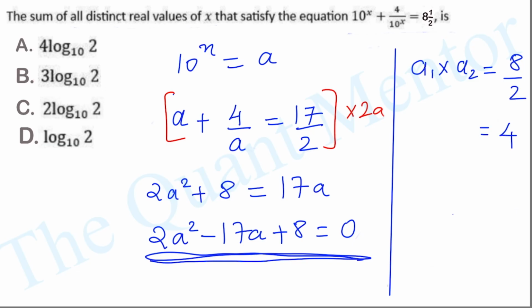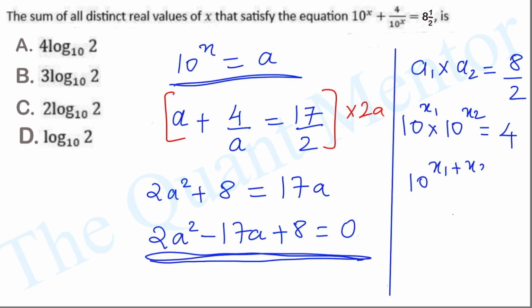I'm resubstituting the value of a as 10 raised to x. Let us say that a1 is the first root whose value will be 10 raised to x1. And similarly, let us suppose a2 was the second root of the equation, and I'm resubstituting that as 10 raised to x2. So I've got 10 raised to x1 into 10 raised to x2 is 4, or 10 raised to x1 plus x2 is equal to 4. Taking log on both sides or converting everything into logs, I directly have my answer.